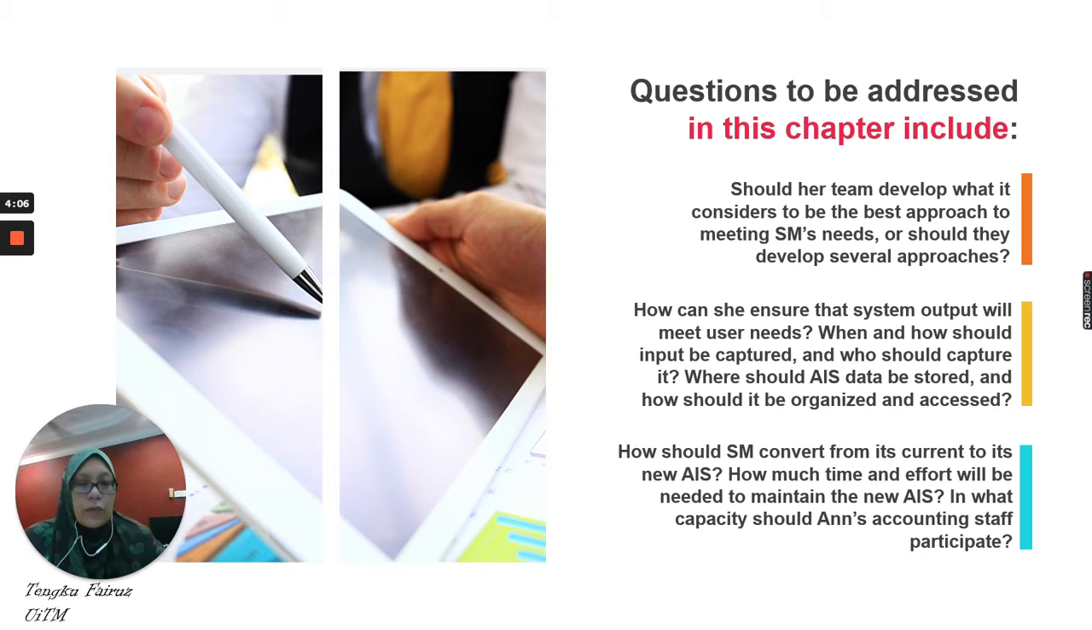Then the last questions: how should Shopper Smart convert from its current to its new AIS? Let's say they already developed the system, how are they going to convert from the old one to the new, from the current system, and then implement the new system? How much time and effort is needed to maintain the new system? And in what capacity should accounting staff participate? Those are the questions arising from the Shopper Smart case.